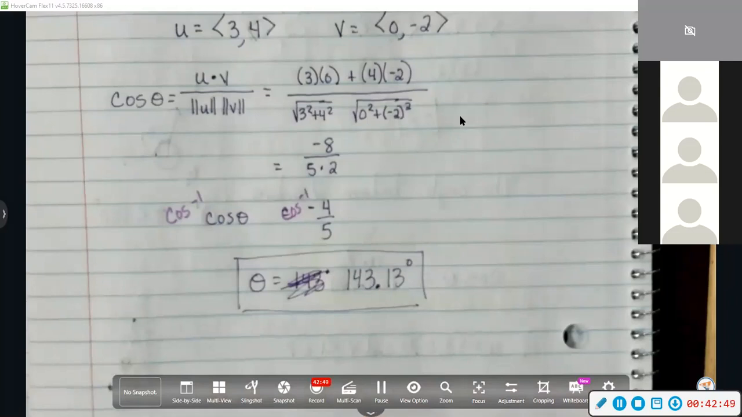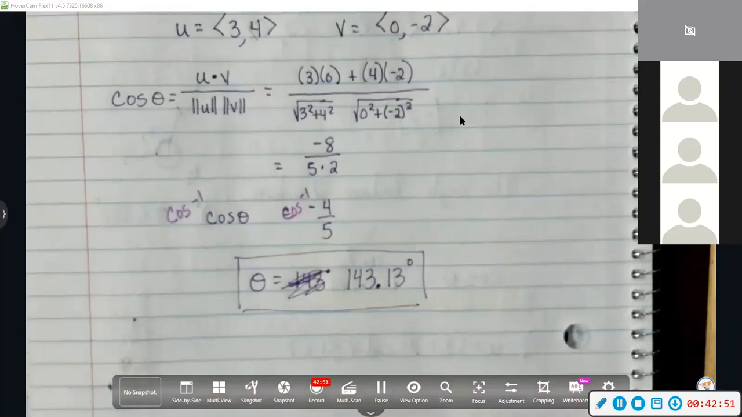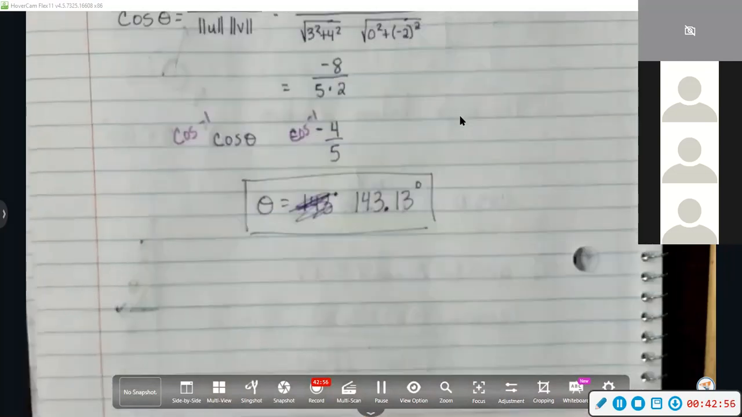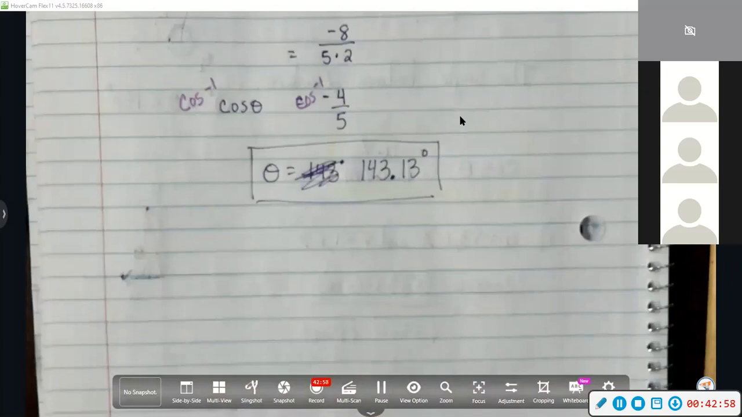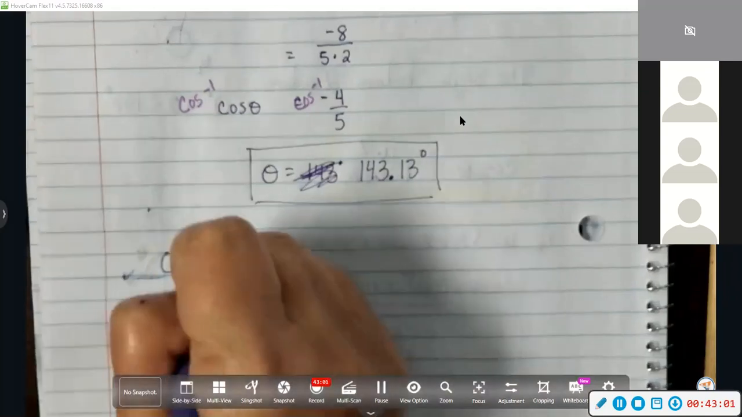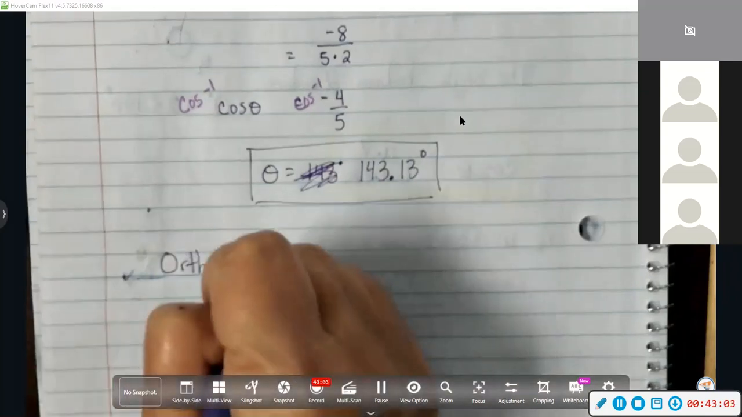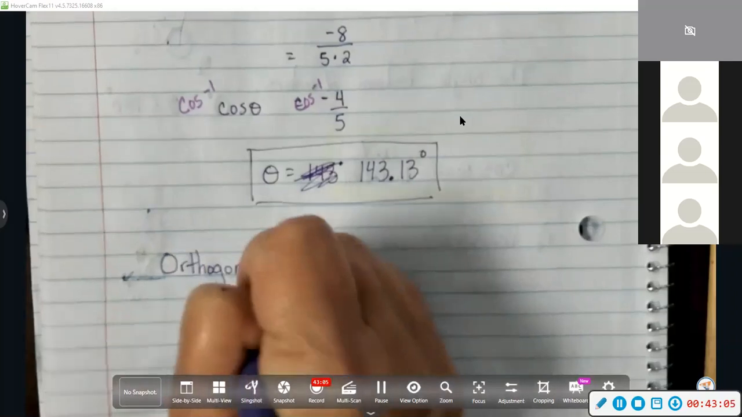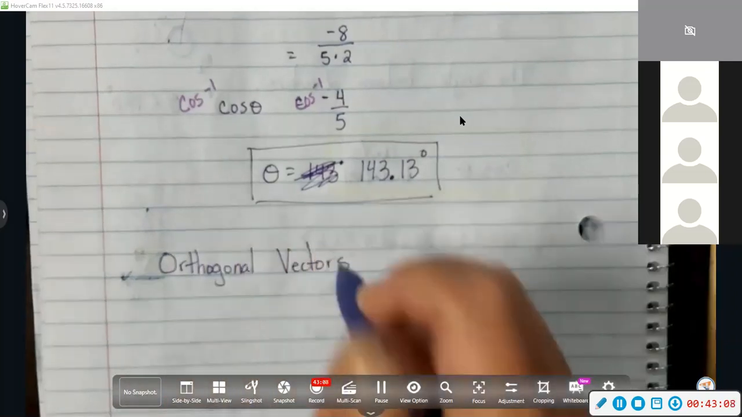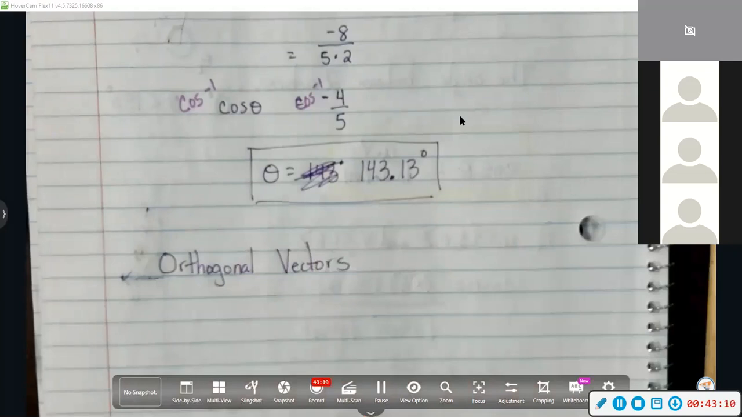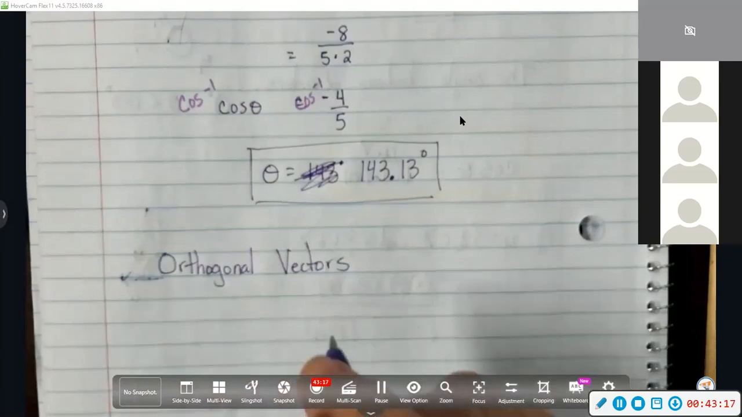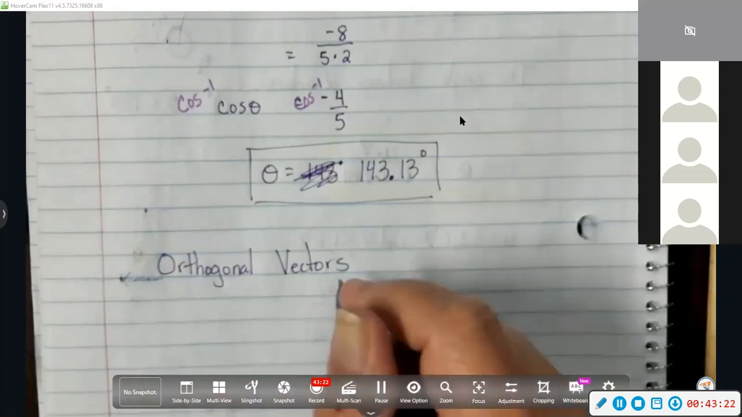All right. Last fact for us to look at, and that is a phrase called orthogonal vectors. All right. So two vectors are orthogonal vectors if and only if they have a dot product of 0.